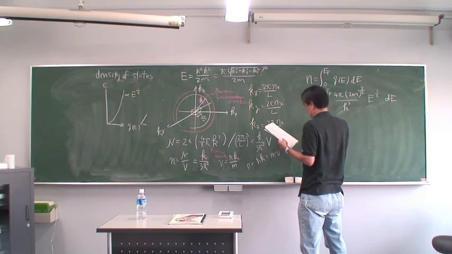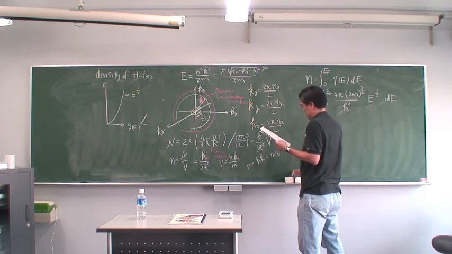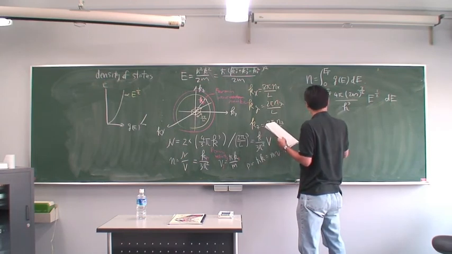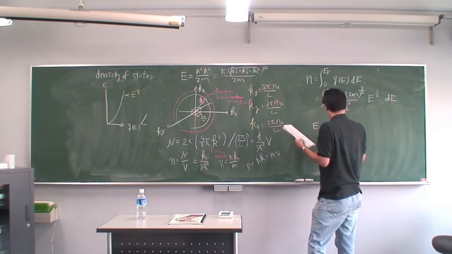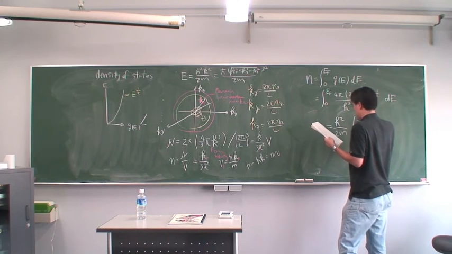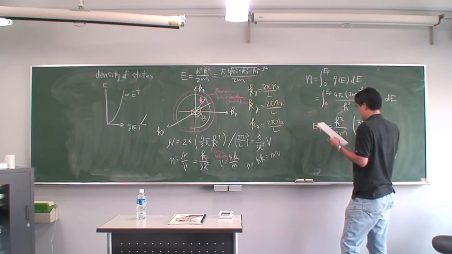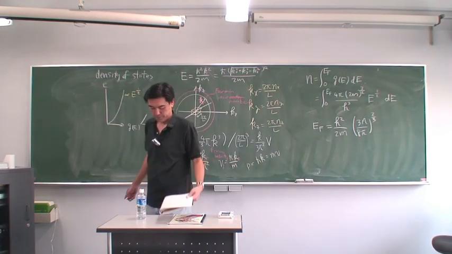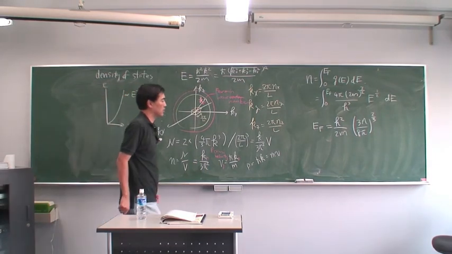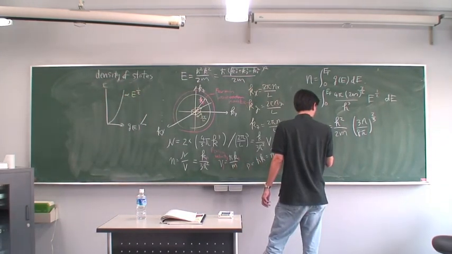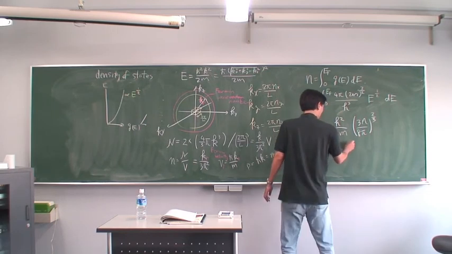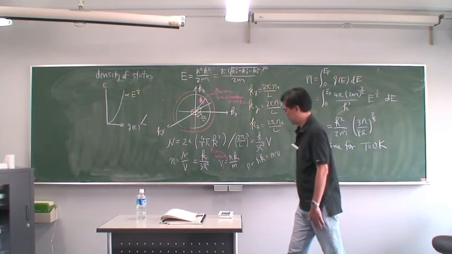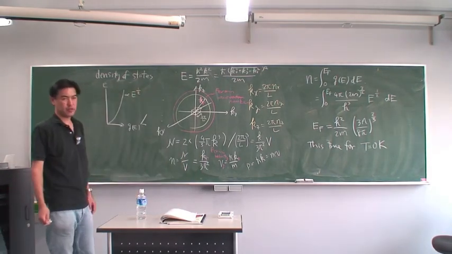And then from this you can find the Fermi energy is given by h squared over 2m, (3n over 8π)^(2/3). And this is true for T equals 0. This is true for T equals 0 Kelvin.